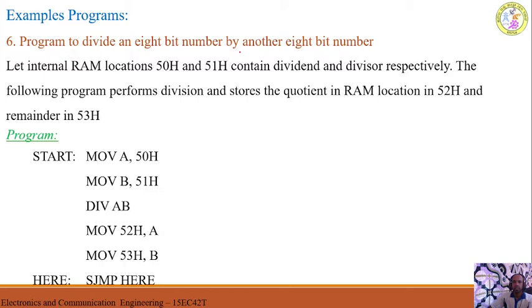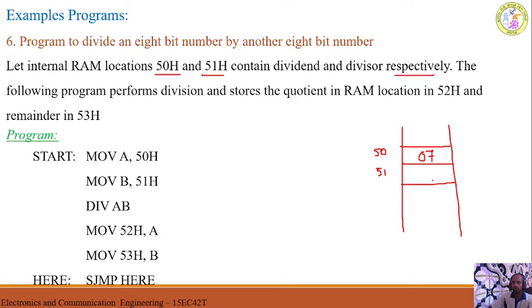Next is a program to divide an 8-bit number by another 8-bit number. Let the RAM locations 50H and 51H contain the dividend and divisor respectively. Now 50H contains the dividend and 51 contains the divisor. So let's take the locations here: this is 50H and this is 51. The 50H memory location contains the dividend. Let the dividend be 07. And the divisor is in 51, so I will take 02 here.